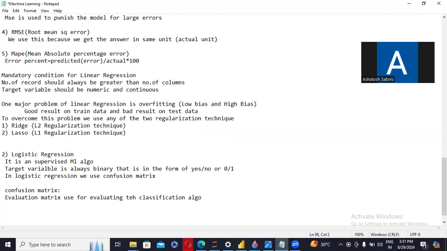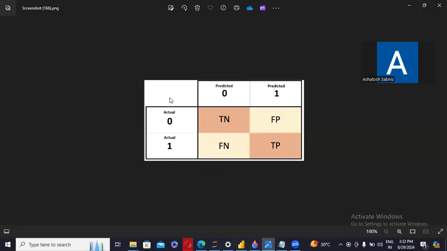Okay, now I will show you an image. Just look at it. So this is the actual diagram of the confusion matrix. On the x-axis, there are predicted values, and on the y-axis, there are actual values, right? So what are these TN, FP, FN, and TP? I will tell you afterwards. First of all, please note down this diagram of the confusion matrix. I hope you have noted it down.